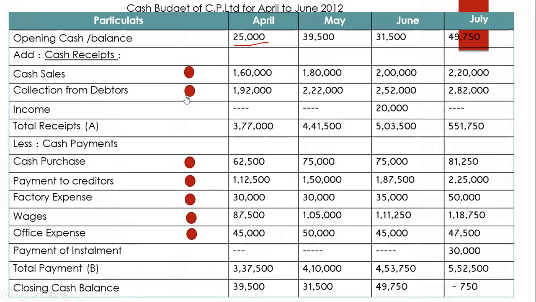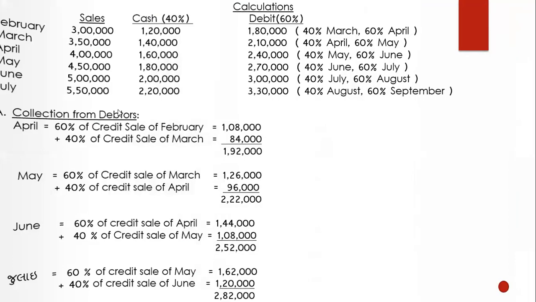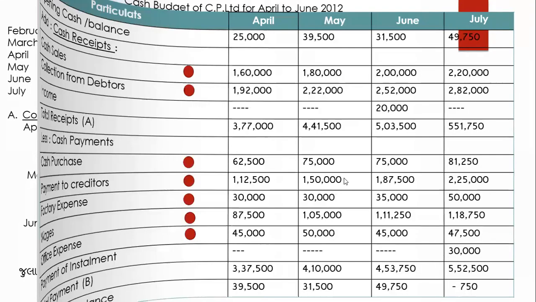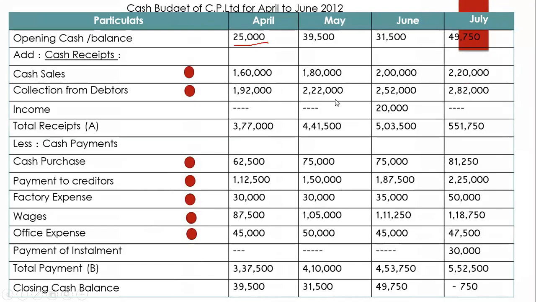Same way, collection from debtors also we have found month-wise: 1,92,000, 2,22,000, 2,52,000 and 2,82,000. So we will write down 1,92,000, 2,22,000, 2,52,000 and 2,82,000. Then we have said that our extra income will come in June, so we will directly show that income in the June month only.